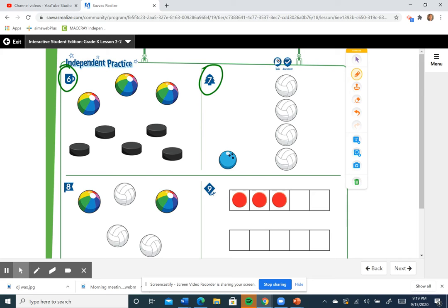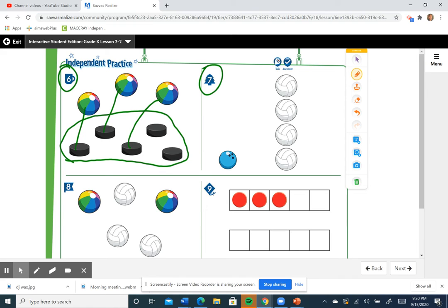So I'm going to match up the hockey pucks to the volleyballs. So I pair those up. I pair those up. I pair those up. Can I pair these up? No, because they're the same thing, right? So we've paired up all the volleyballs to the hockey pucks, and we still have 2 leftover hockey pucks, so there is a greater amount of hockey pucks. So I'm going to circle that one.